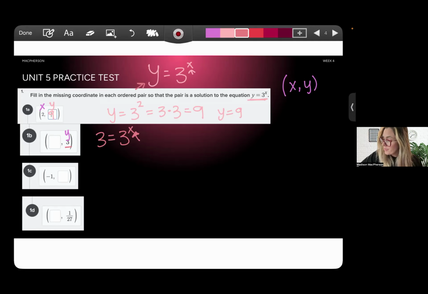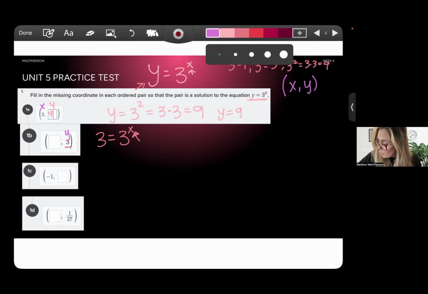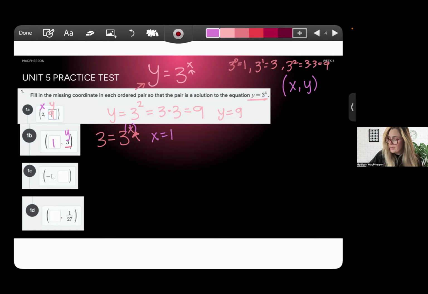Well, we know that 3 to the power of 0 is 1. Anything to the power of 0 is equal to 1. 3 to the power of 1 is just 3. 3 squared is 3 times 3, which is 9. Okay, so now we have enough information to say, oh, well, we want it to equal 3, and we know that 3 to the power of 1 is going to give us that. So x has to equal 1. So our ordered pair here is 1, 3.